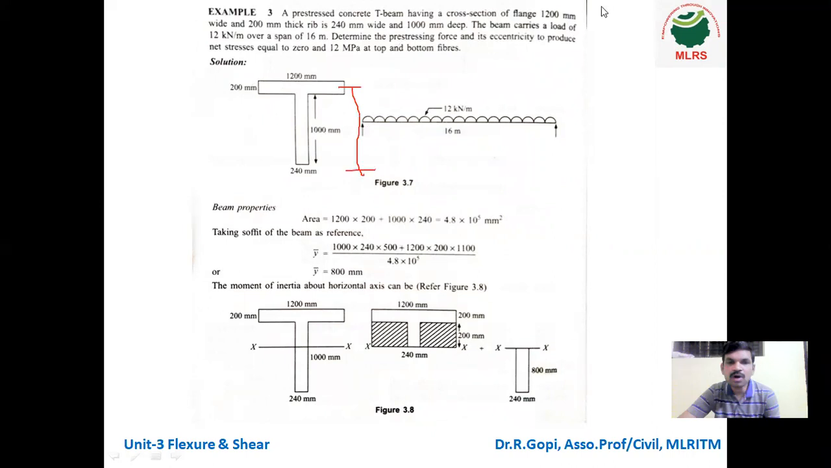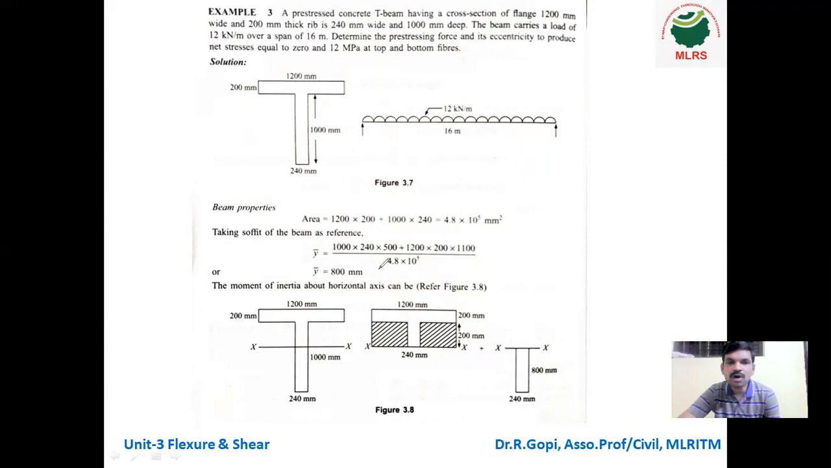Okay, so what is the centroid distance? 1000 plus this 200 divided by 2. We have to take from here to here. So already this is 1000, and this centroid distance is 100, so 1100, divided by the area of these two elements. This is element 1 and this is element 2. I hope you already know how to calculate the centroid and moment of inertia for an unsymmetrical section. So from the bottom, the centroid height is 800 mm.